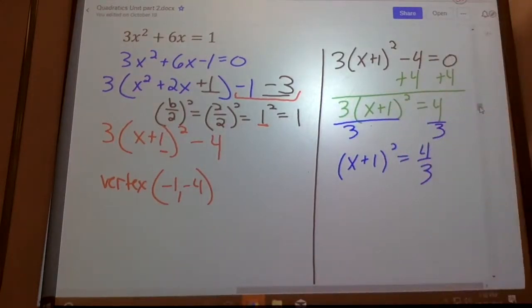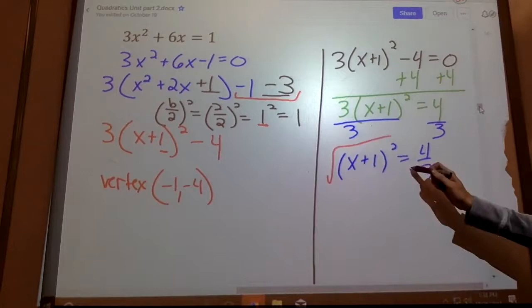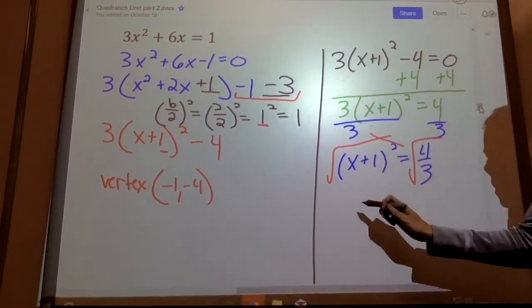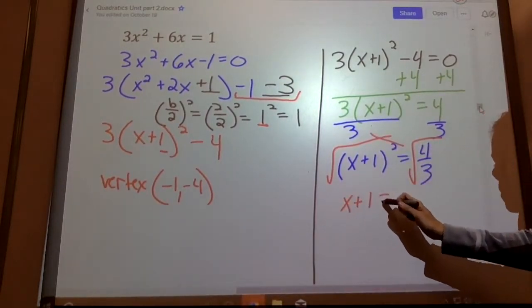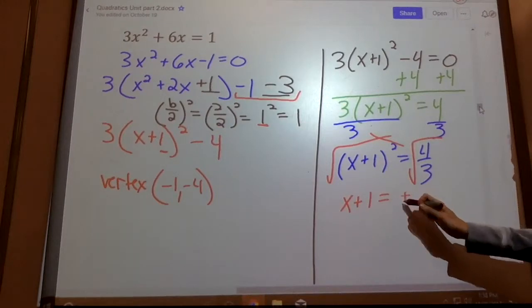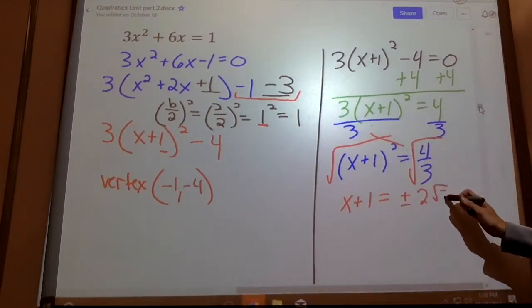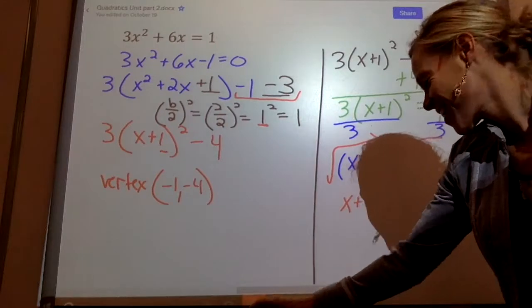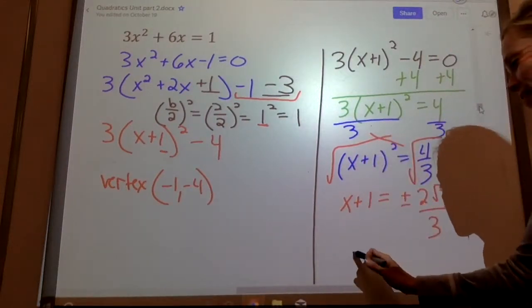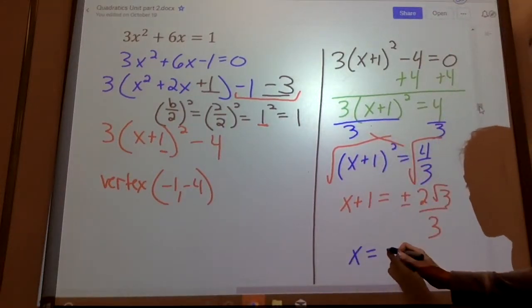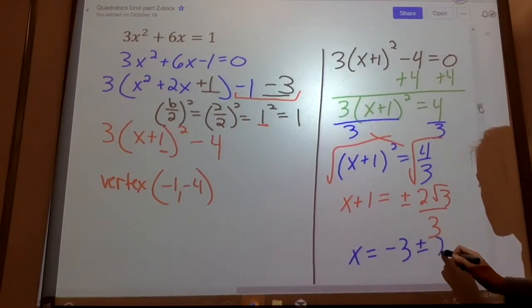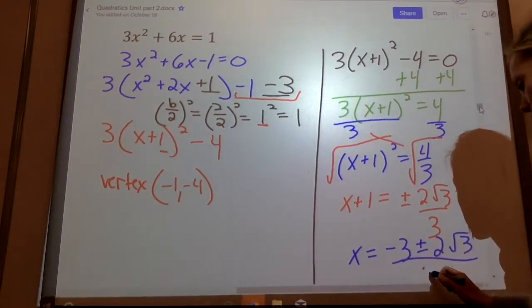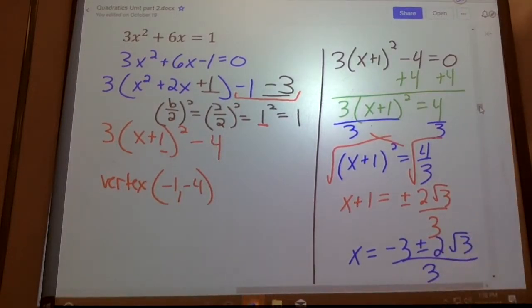Okay. Square root. That cancels that out, and I get x plus 1 equals plus or minus 2 root 3 over 3. Right? Easy. Subtract the 1. Subtract the 1, right? And I get negative 1 plus or minus 2 root 3 over 3. And that's my final answer.